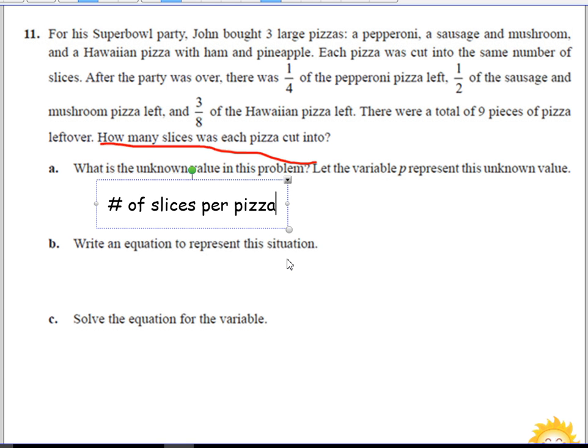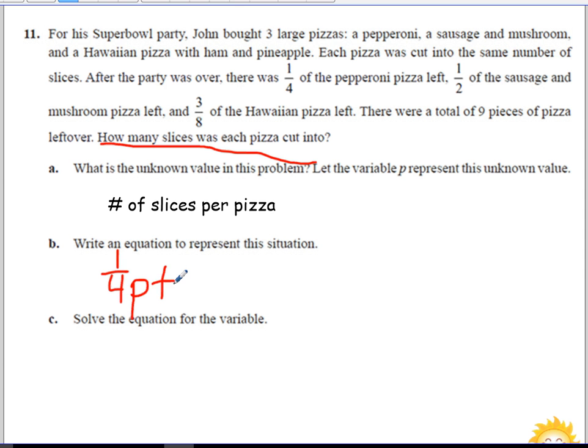One thing you need to remember for this problem is that no matter the toppings, and we're not being charged for toppings like in other questions, the size of the pizzas are the same size. And so when we're plugging this in, we're going to have the problem set up thinking that it's not a pepperoni pizza, it's not a sausage and mushroom, it's not a Hawaiian, it's just different pizzas. And so we have 1/4 of one of the pizzas left. So 1/4 of the number of slices in that pizza would be 1/4 times P.